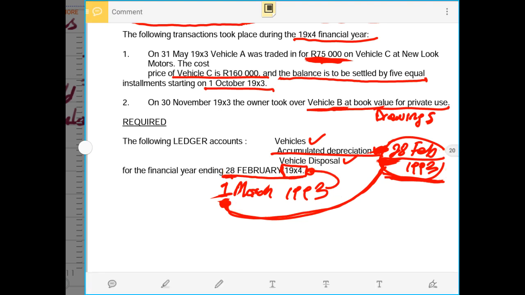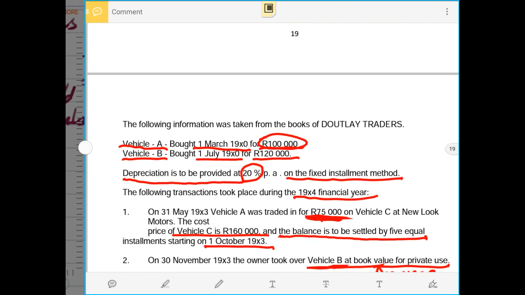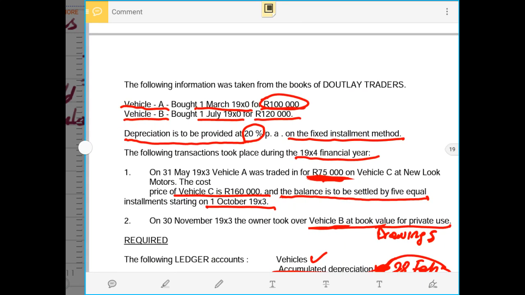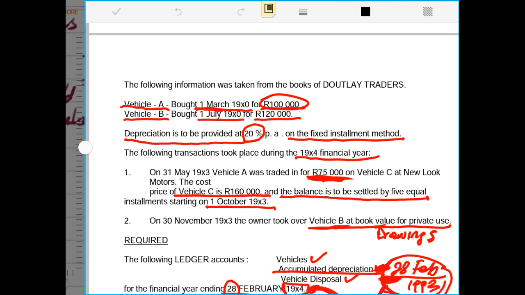So now we have to check our motor vehicles, when were the motor vehicles bought or acquired. And we are told that motor vehicle A was bought on the 1st of March 1990. Now we must not forget that the end of the accounting period is 28th of February each and every year. So now it means the accounting period for 1990 ended on the 28th of February 1990.